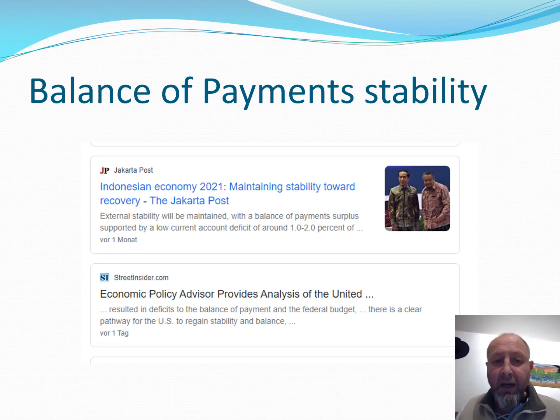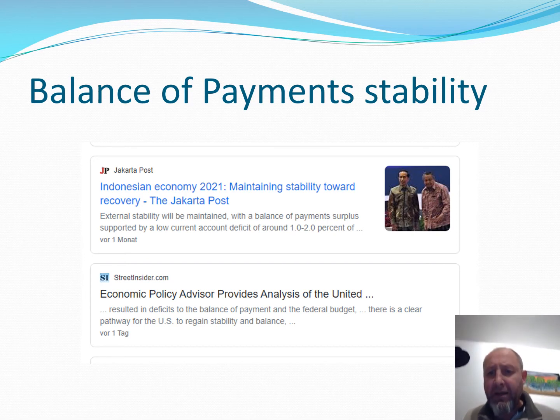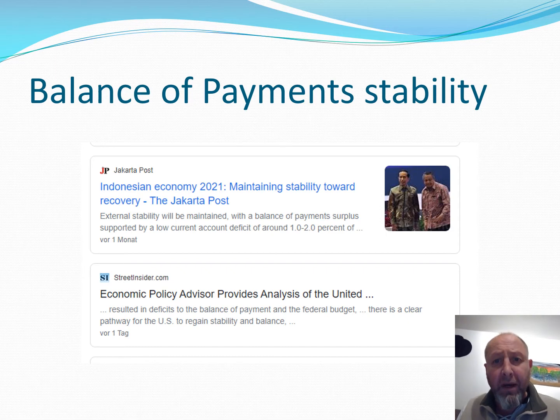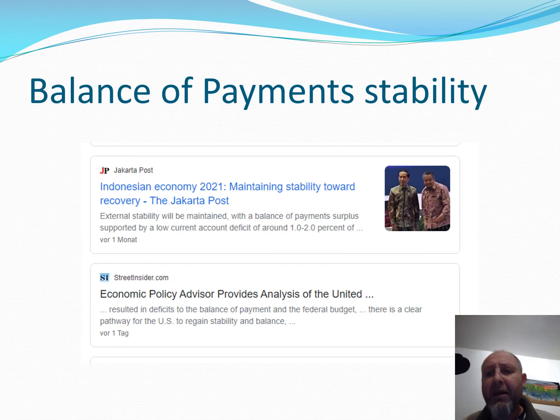Now, they would like to regain some stability of balance of payment. So many things to do, so many things to try. Is balance of payment stability more important than controlling unemployment? Is it more important than controlling economic growth? It is very tricky, and it's up to the respective governments to decide.